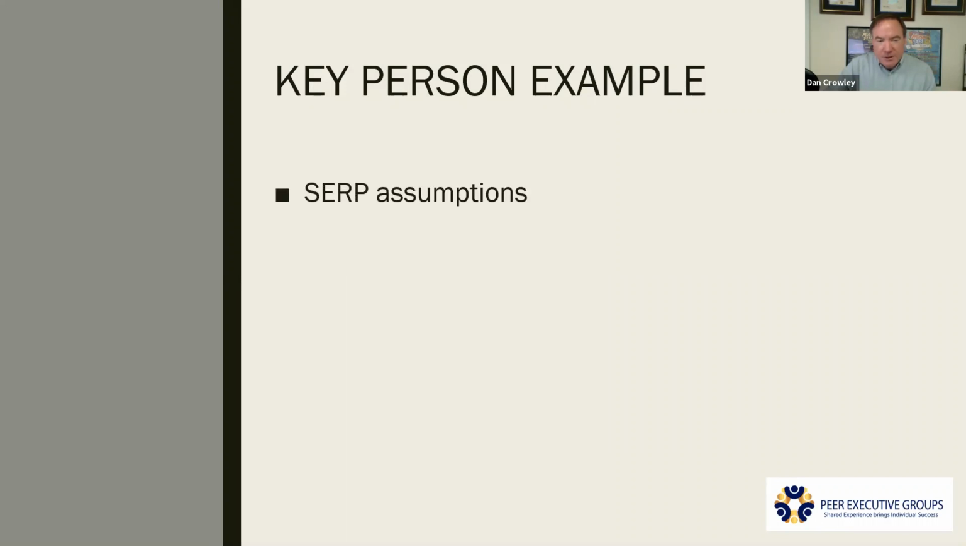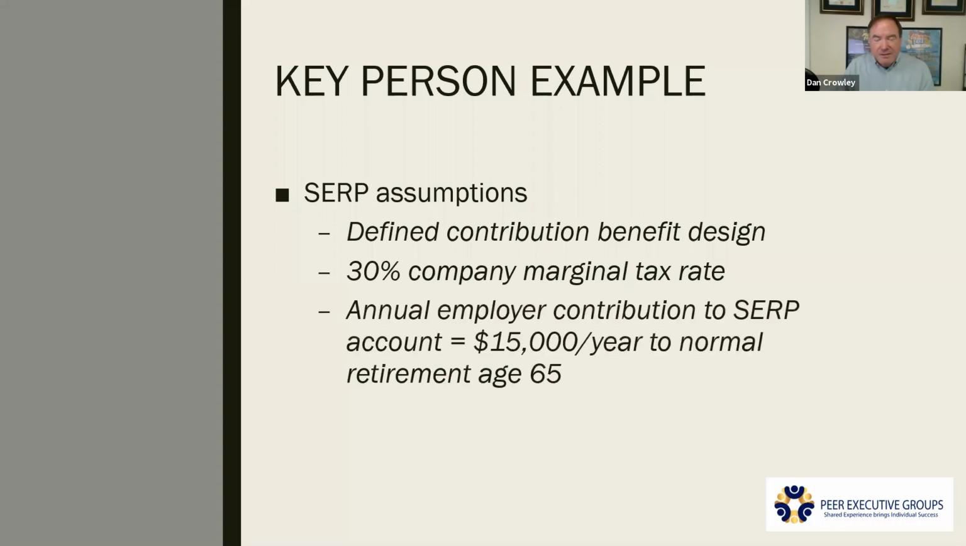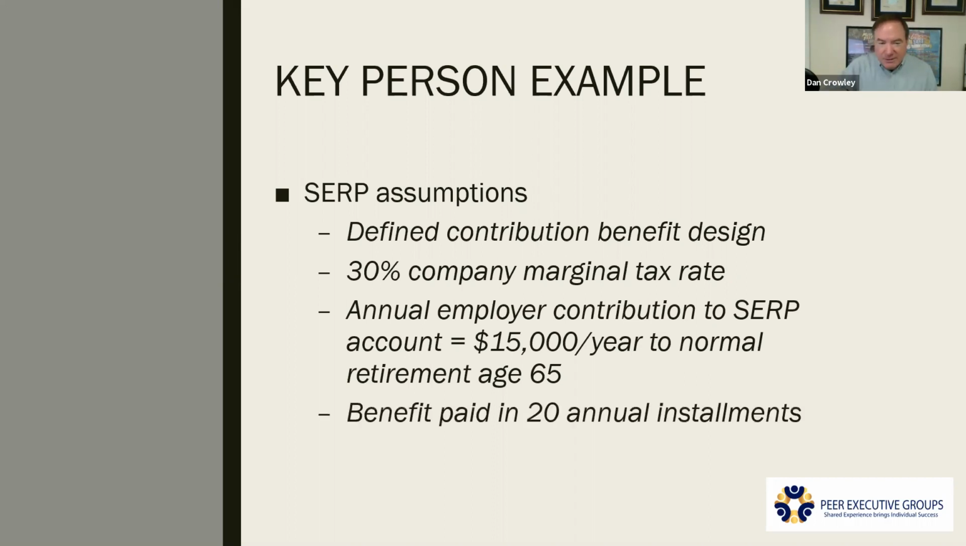First, let's talk about the design assumptions. The design assumptions in this example are that we have elected a defined contribution benefit design, that the company gets taxed 30% on any income they may have, and that the employer contributes $15,000 a year to this account until the employee reaches the age of 65. So those are some assumptions around this particular design.